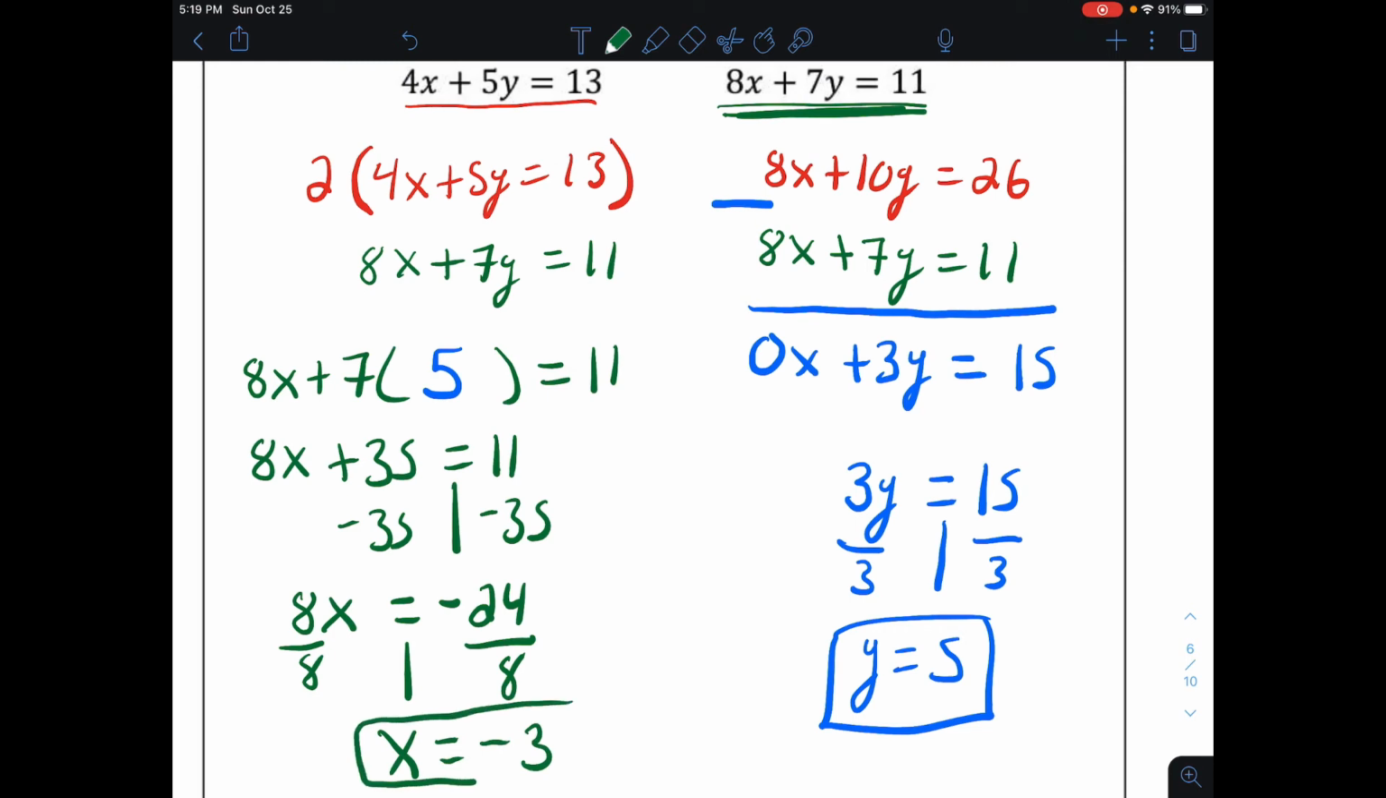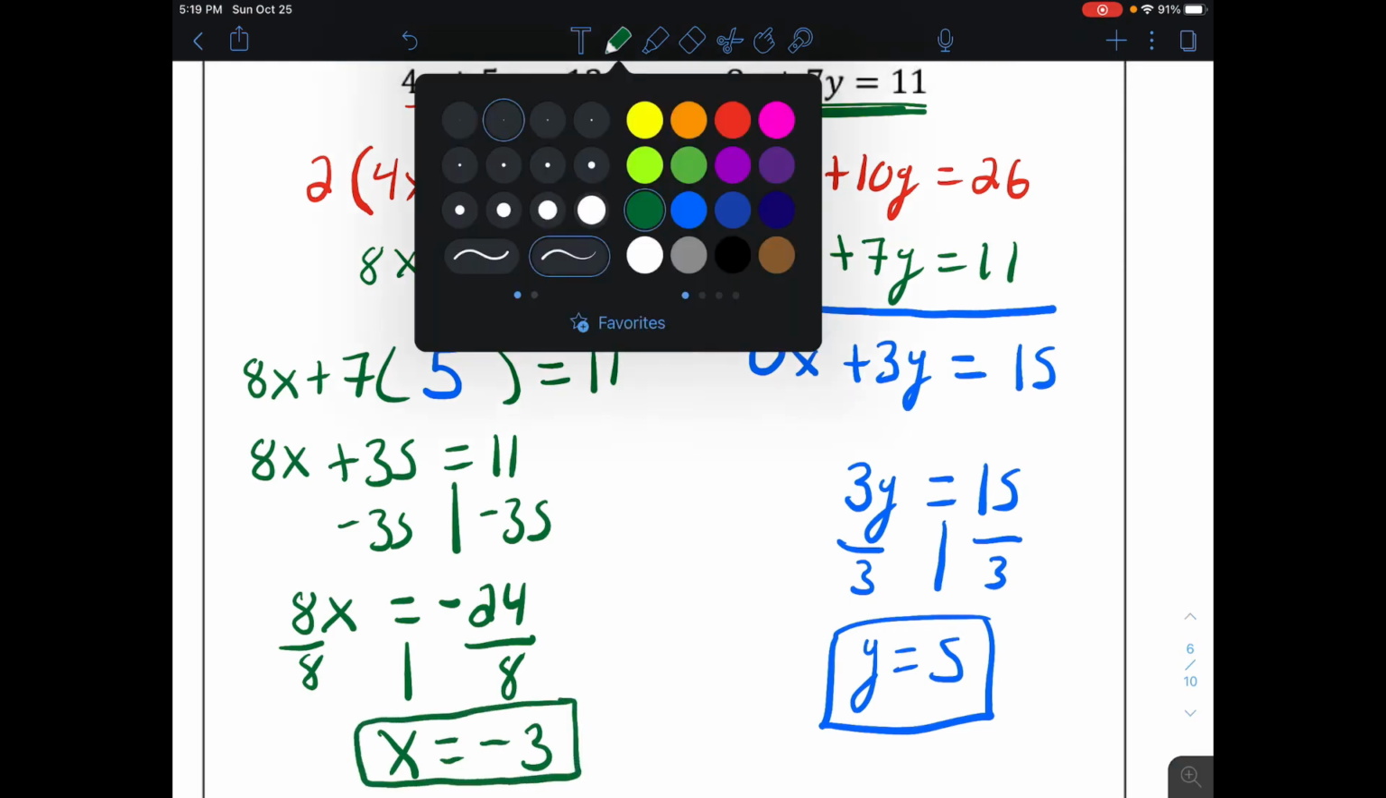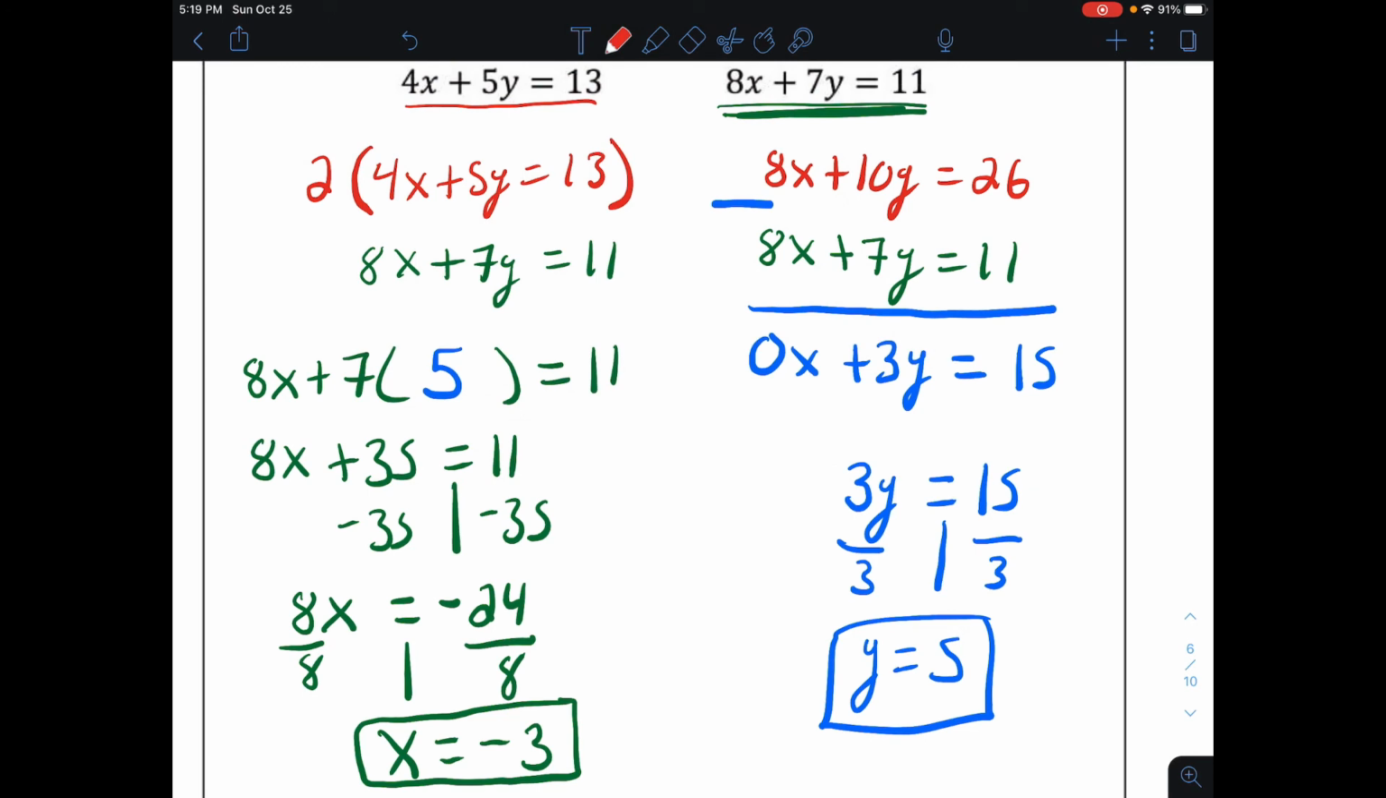So when x is -3, that's a solution to the system. But I need to have the x and the y happen at the same time. So the system of equations is solved when x is -3 and y is equal to 5 at the same time.